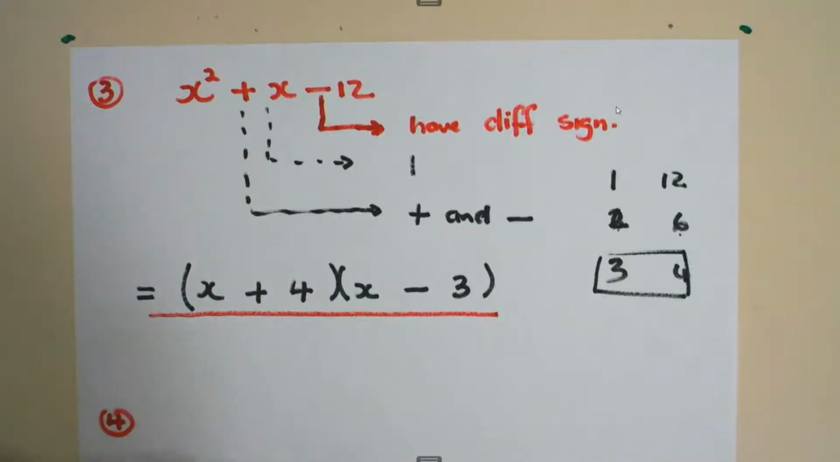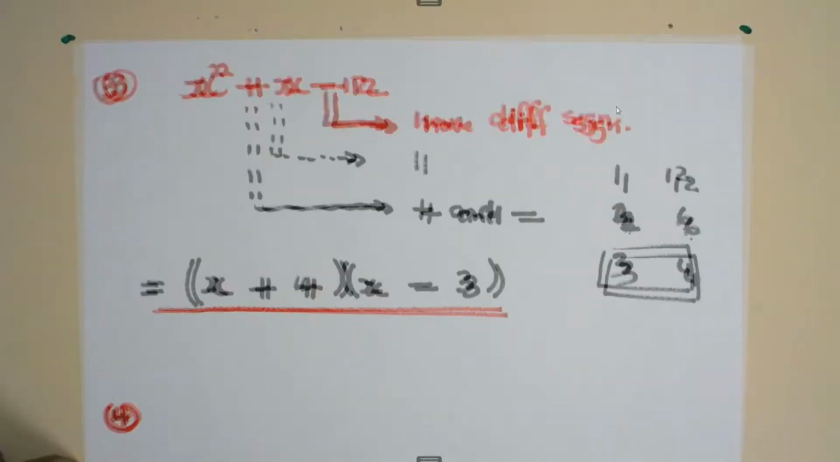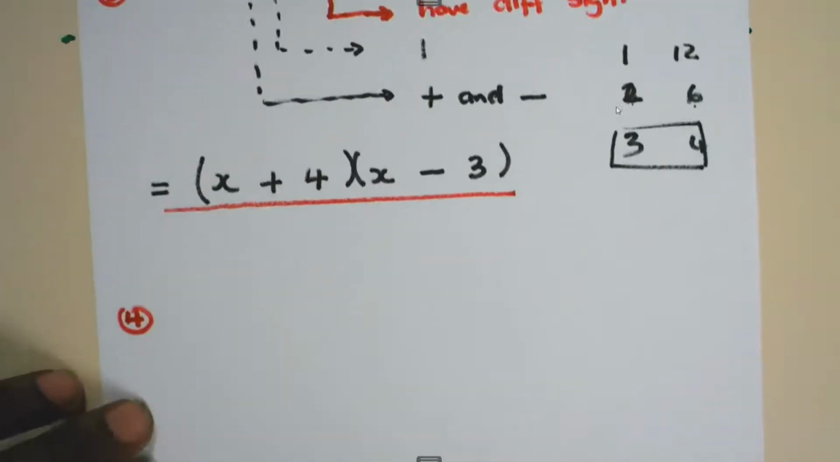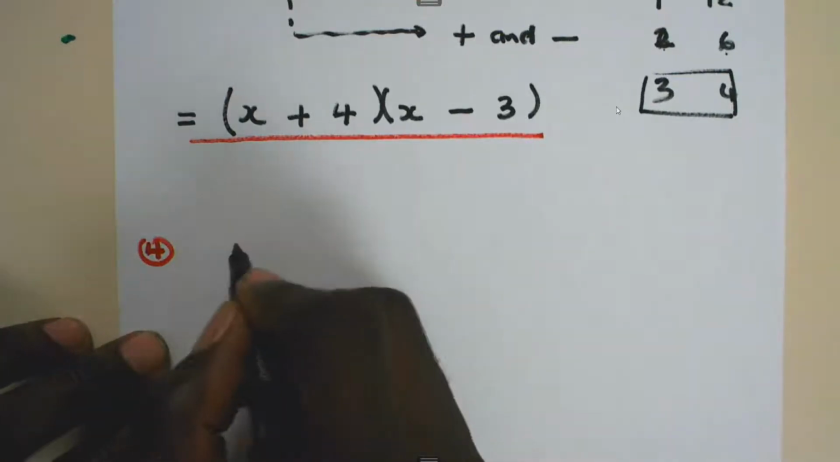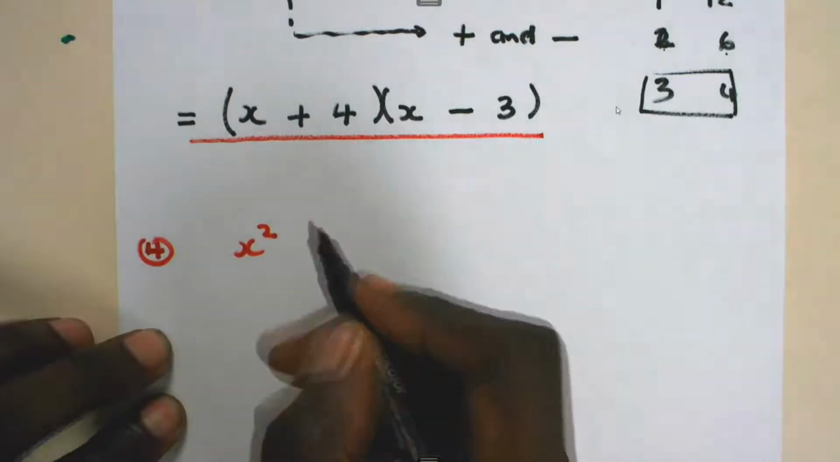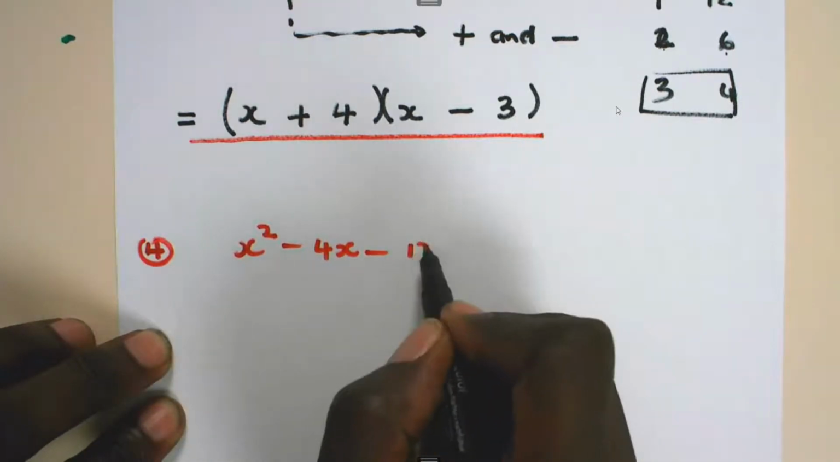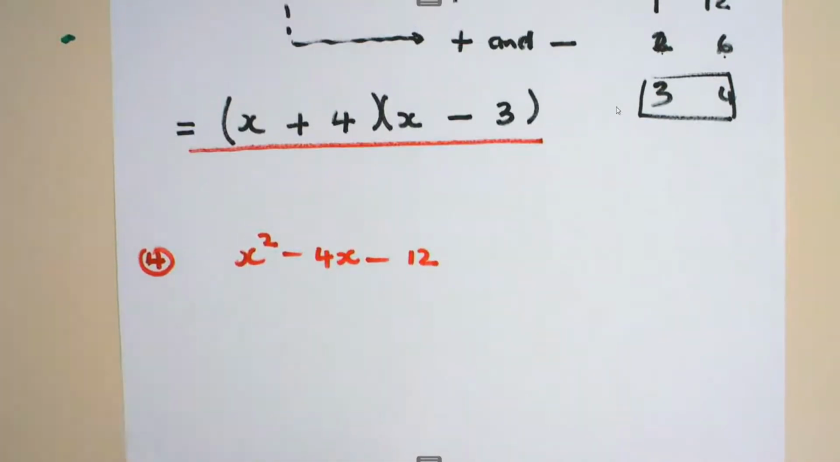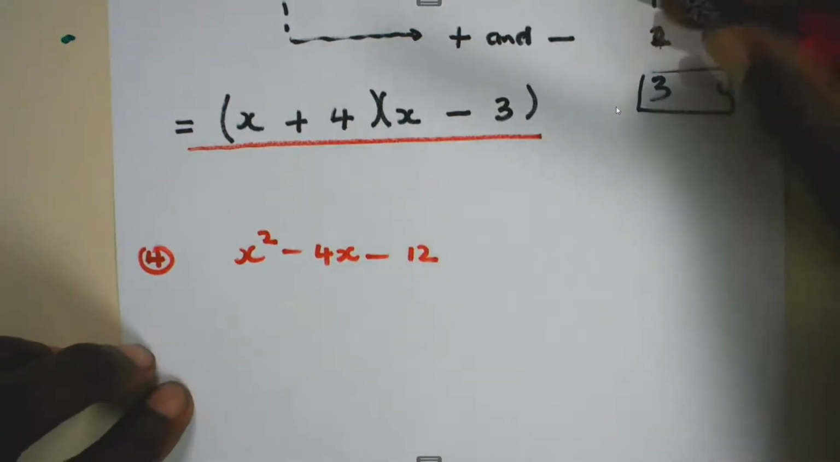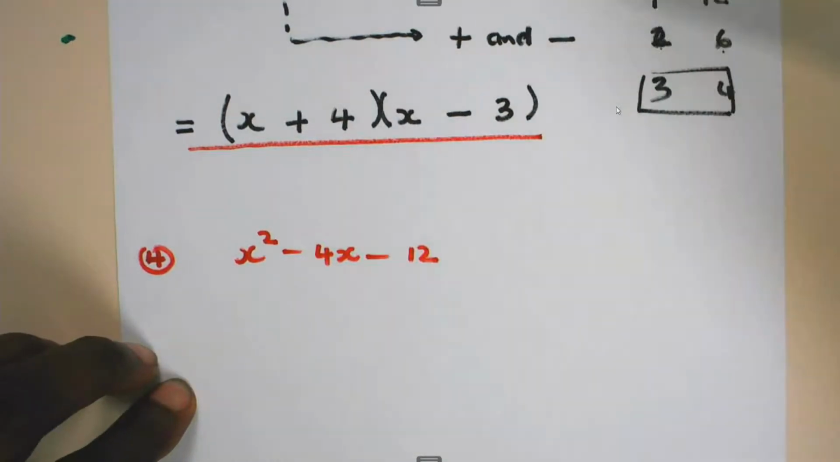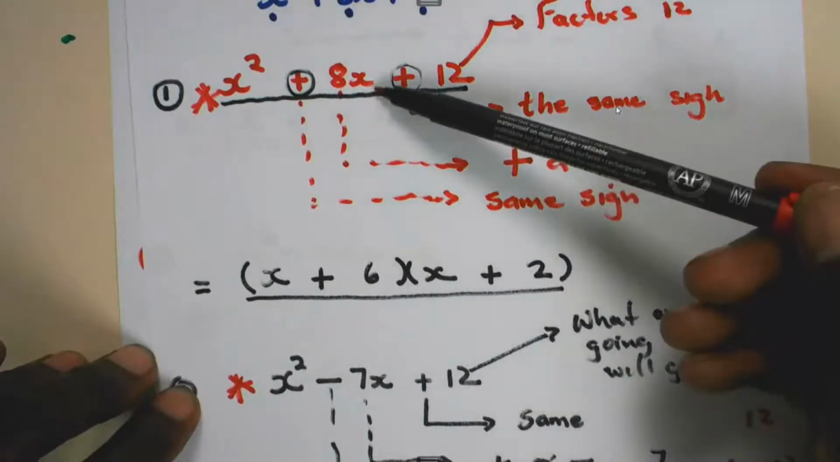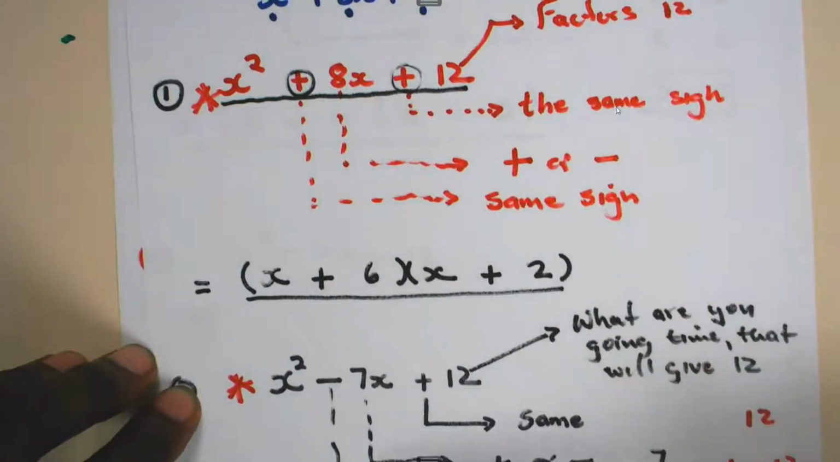Example number 4, before I give you what you can do at home. That's where we have, let's see, x squared minus 4x minus 12. We can look at our examples. This one is different to this one. And these two again are different to the first one and also different to the second one.